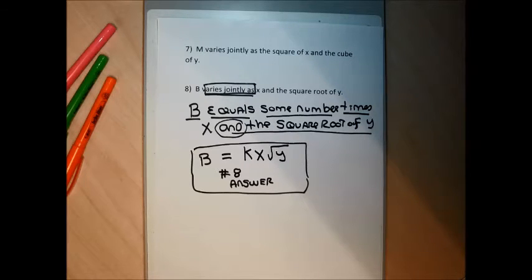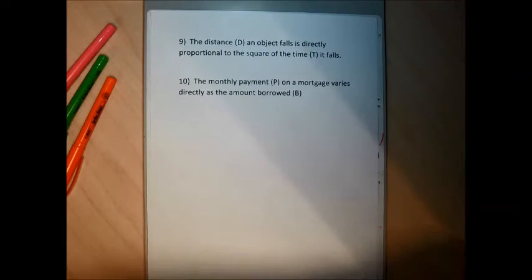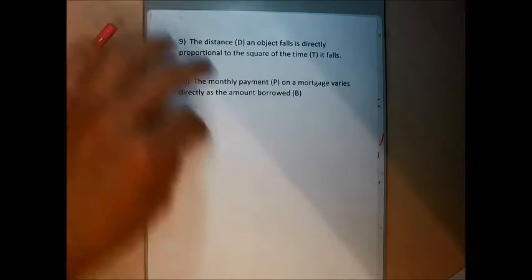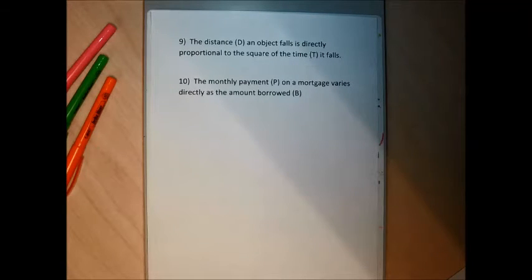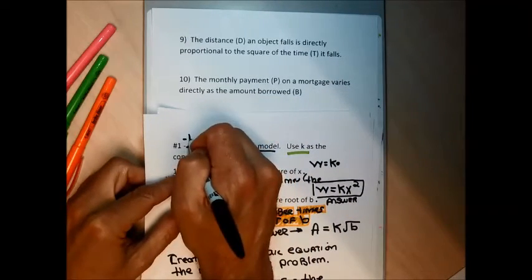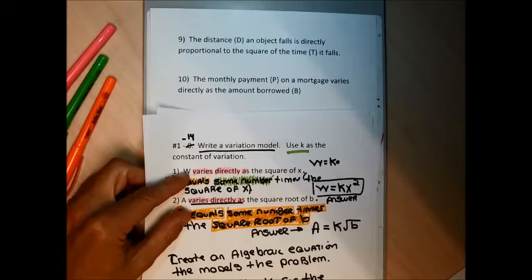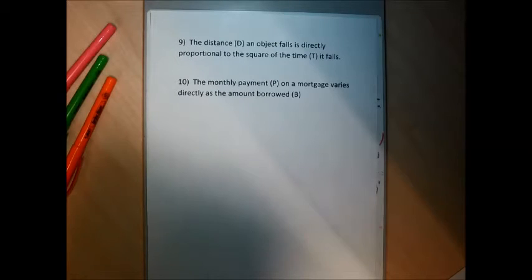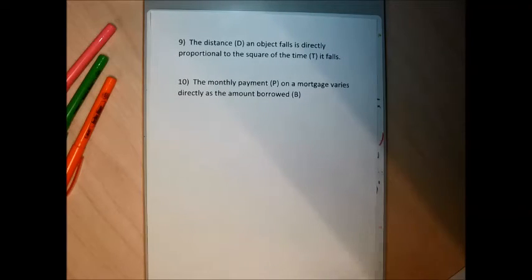It seems there are more problems to this. So 9, 10, 11, 12, 13, 14 also want me to translate words into an equation, but they weren't preceded by the instructions. When I wrote the instructions, it probably should have said for problems 1 through 14, write a variation model, use k as the constant of variation. Because 9 and 10 don't have new instructions. So each of the problems up through 14, not just up through 8, I need to take the words and translate them into equations.